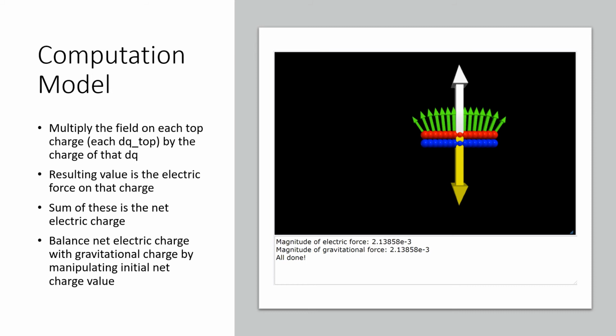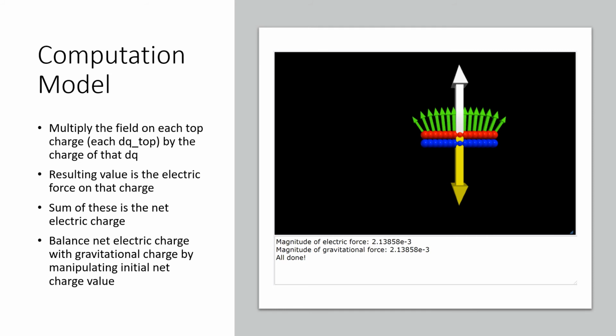Here's the result of our computational model after we multiplied the field on each top charge by the charge of that dq, or that top charge. That gave us the resulting electric force on that charge itself, and then the sum of these forces yielded our net force, or net electric force.